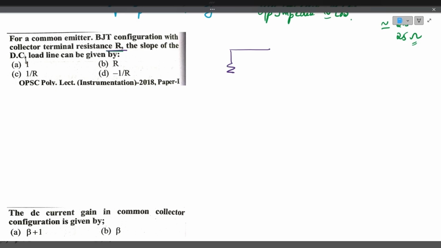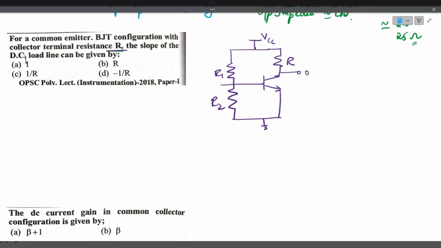This is the biasing resistance R1, and this is the resistance R2. There is a transistor, and he's telling there is a collector resistance RC. Usually collector resistance is denoted with RC, but here he has denoted it with capital R. This is the circuit. Output is taken across this capital R. Now he's asking the slope of the DC load line. First we'll write the equations for the DC load line.